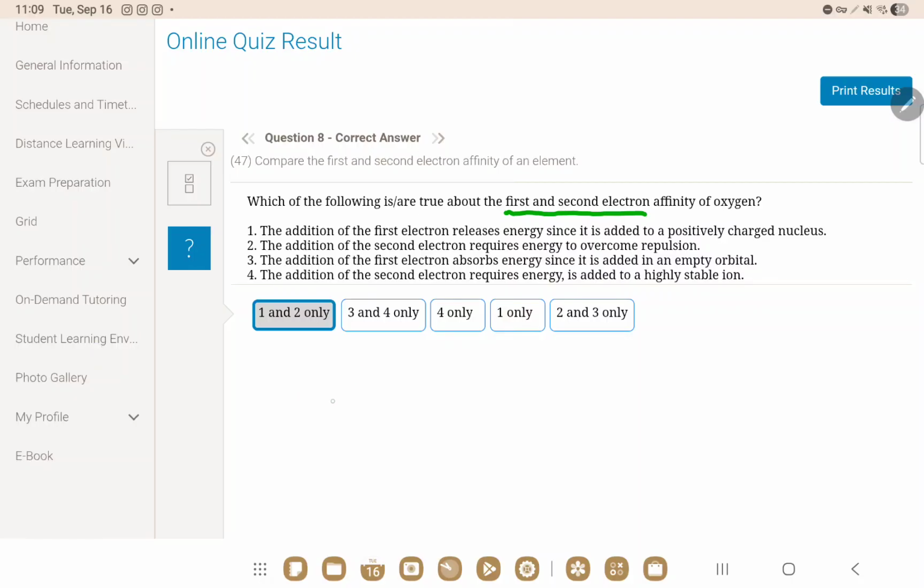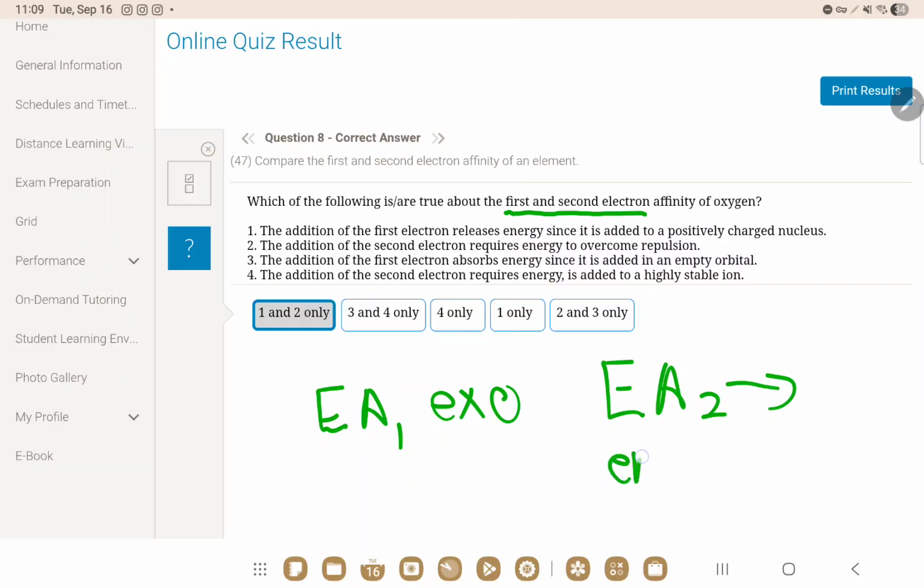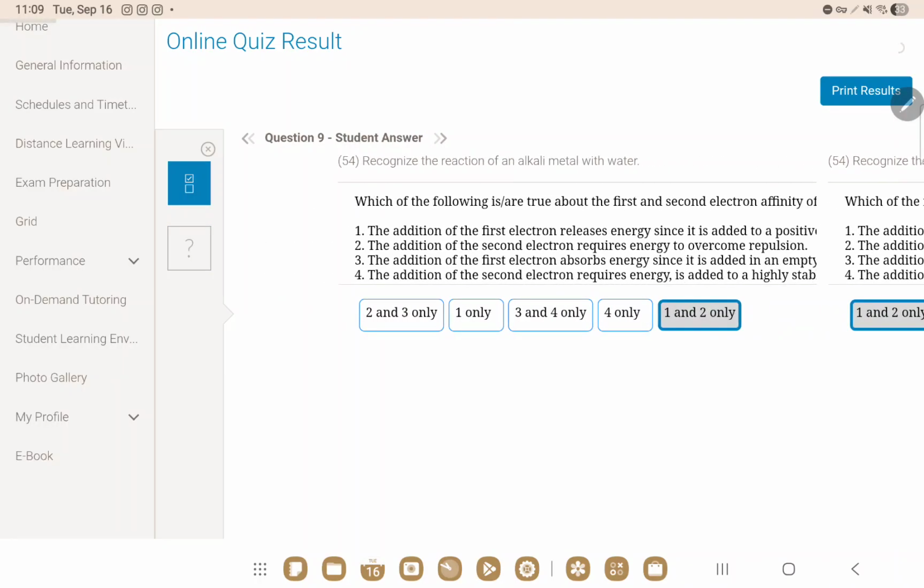First, EA1 is exo, and the rest, EA2 and onward, is endo. So these are the only two, because it says first releases, which means exo, second requires, which means endo. The rest here are the opposites, so it is only 1 and 2. Moving on.